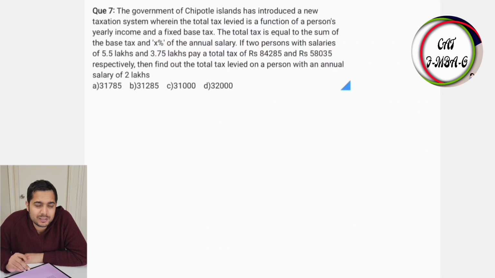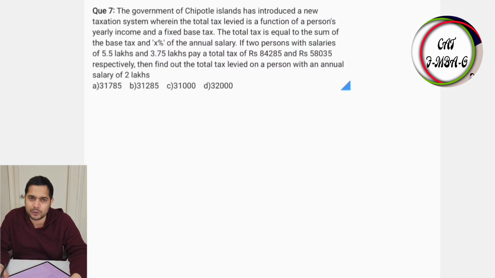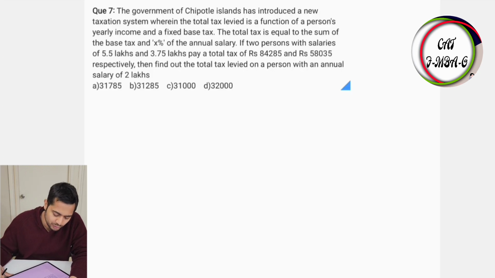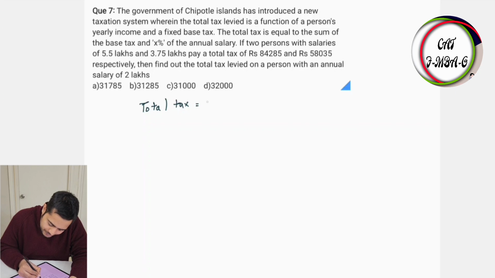Question number 7, and this is also a very important and good question. It requires you to do a lot of calculations, so I would suggest while you are practicing at home, either try to play well with the numbers or try to practice with the on-screen calculator also. This will help you in these kinds of questions. So let's solve this. Total tax here is given as the sum of base tax plus x%, so x by 100 of annual salary.